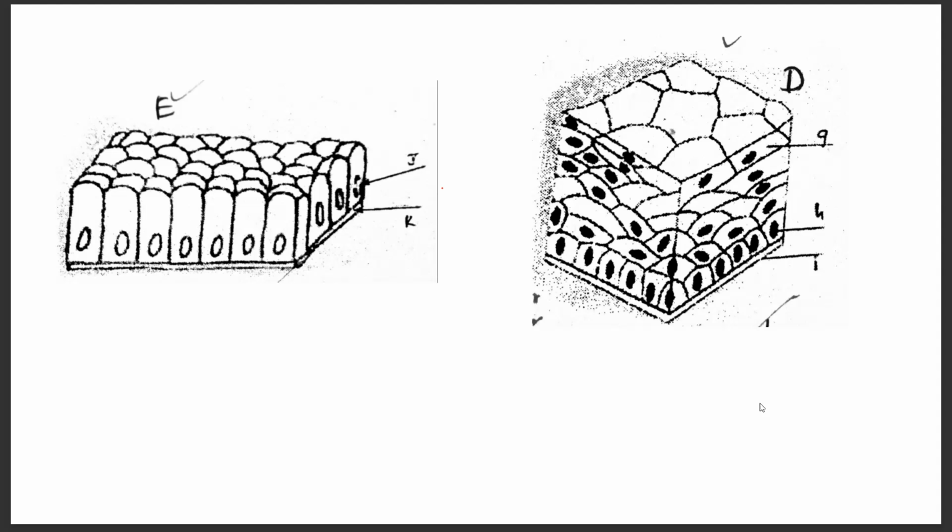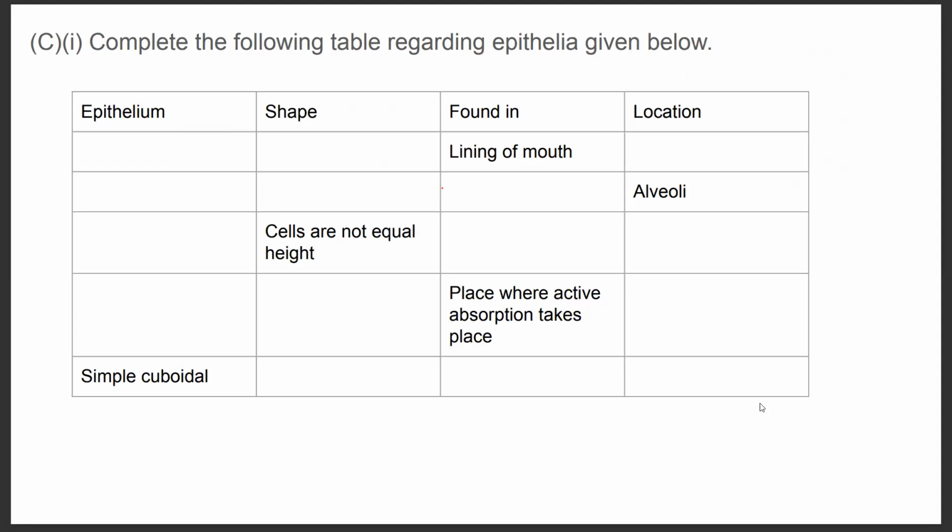Okay. Next question. They have given a table. Now epithelium, shape, found in location. Lining of mouth. Which type of epithelium is found in the lining of the mouth? So always abrasion takes place. So it's lined by stratified squamous epithelium. What is the shape? They have not given any shape. The upper cells are flattened. It is composed of several cell layers. Location. Where else? In the skin, outer skin, in the vagina. Okay.